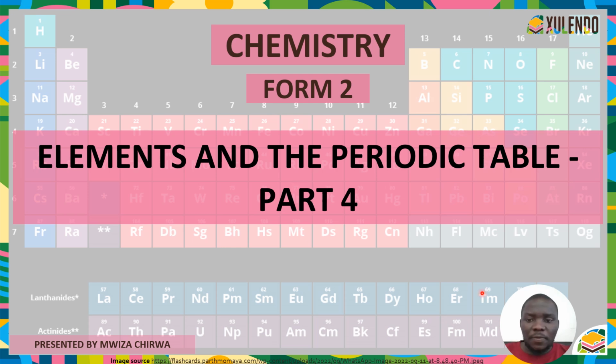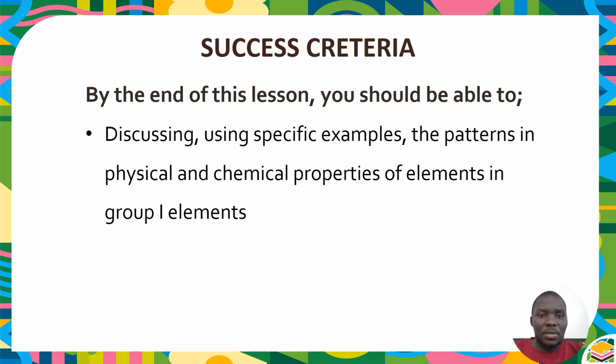So this is part 4. We have already covered part 1, part 2, and part 3 in the other videos. Today we're going to continue from where we stopped in part 3. The success criteria that we're going to cover by the end of this lesson are as follows. We're supposed to discuss, with specific examples, the patterns in physical as well as chemical properties of group 1 elements.